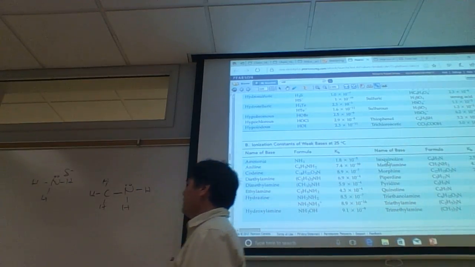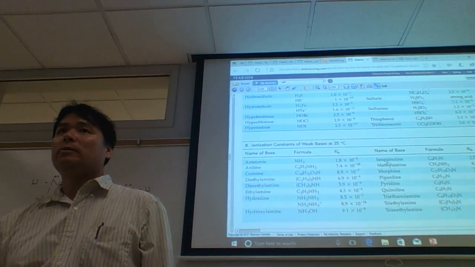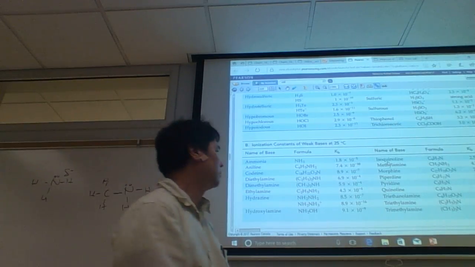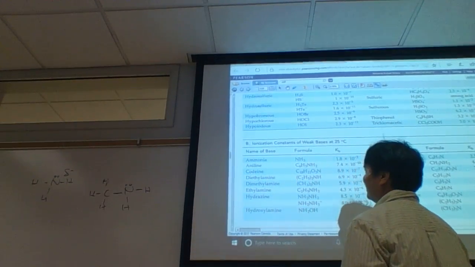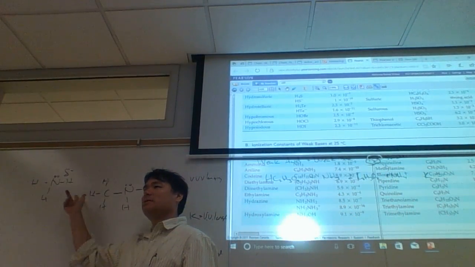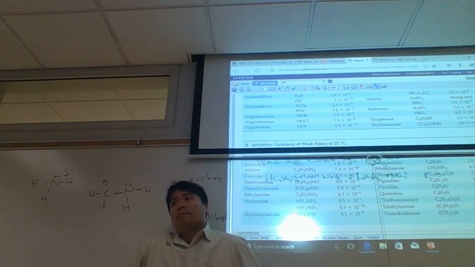What do you think would be more basic, ammonia or methylamine? Without looking at the chart. You tell me, based on structure, what's going to be more basic. They're going to be about the same, but which one will be slightly more basic and why? Ammonia, and why? Why would ammonia be more basic?